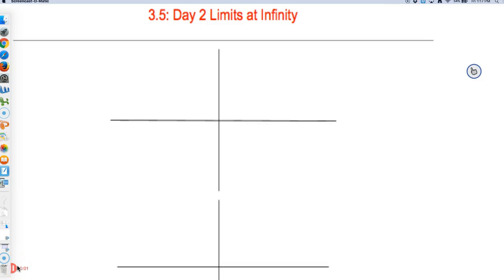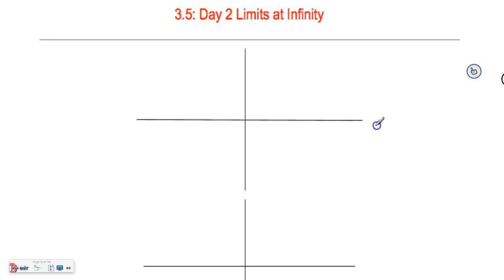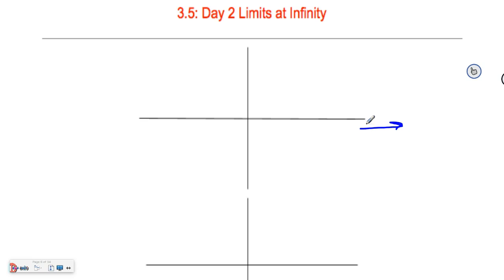3.5, you're going to be doing limits, and that's why we reviewed limits yesterday. We approached a constant. When you're approaching infinity, it doesn't make it any more difficult. We're going to be either heading that way or heading this way. We're going to have some function y equals f of x per usual, right?